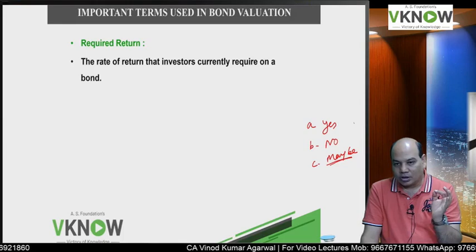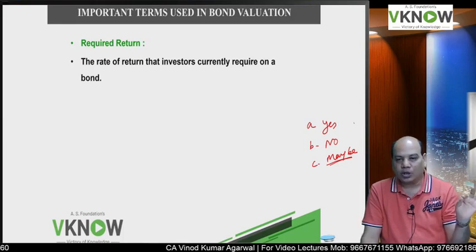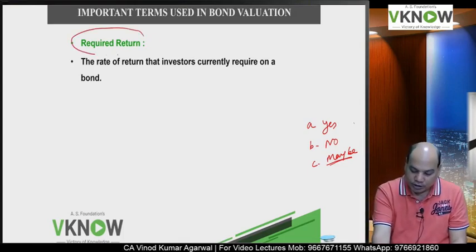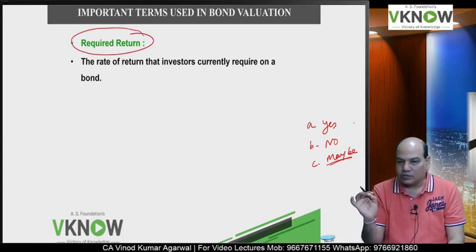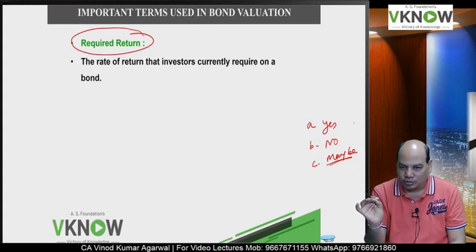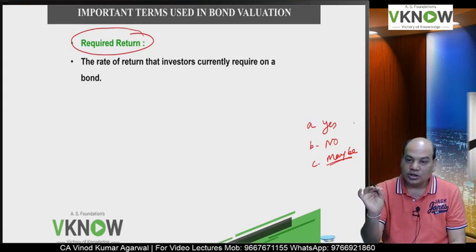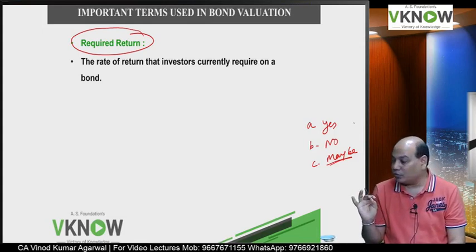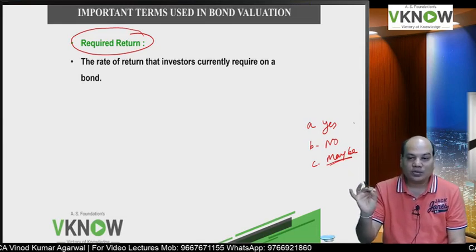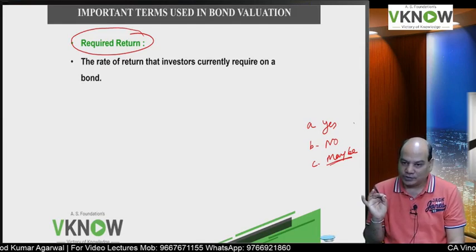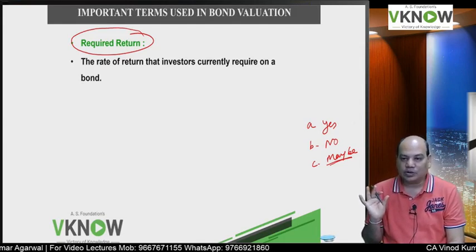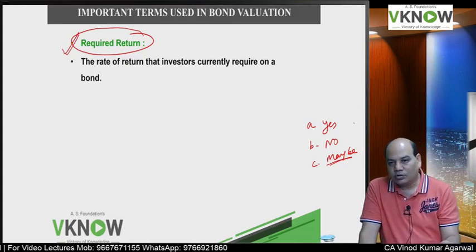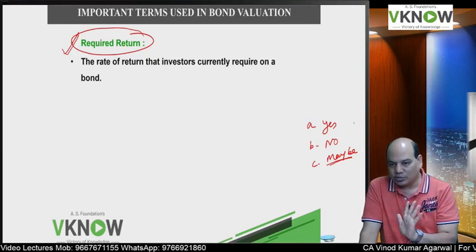Therefore, required rate of return may or may not be equal to the coupon rate. So what is the importance of required return here? The investor will calculate the value of the bond by discounting the cash flow of the bond using the required rate of return. If you discount the future cash flow using the required rate of return, you will get the present value of the bond. So we are going to apply required return for calculating the present value of the bond.